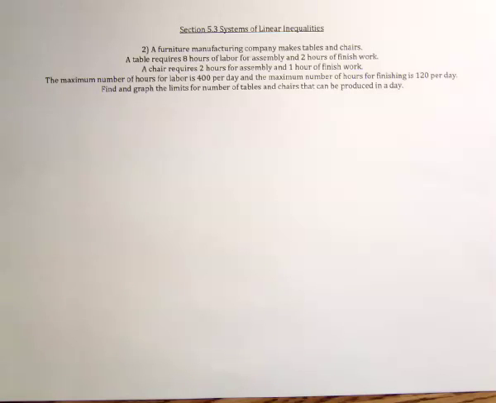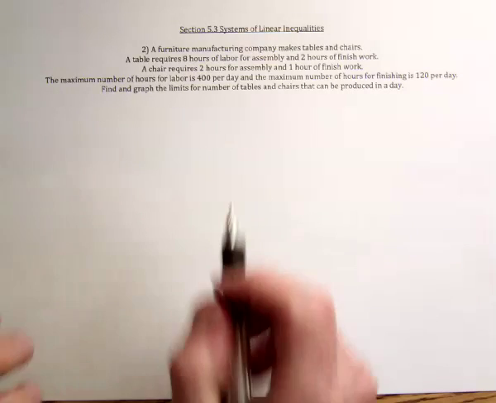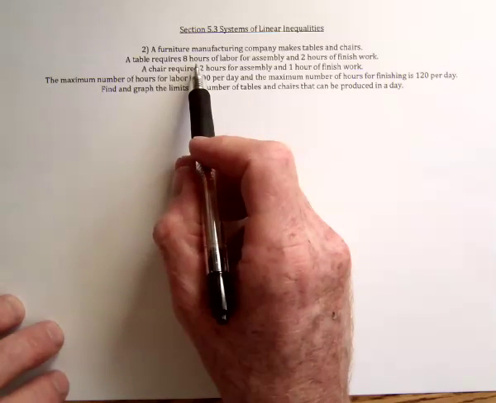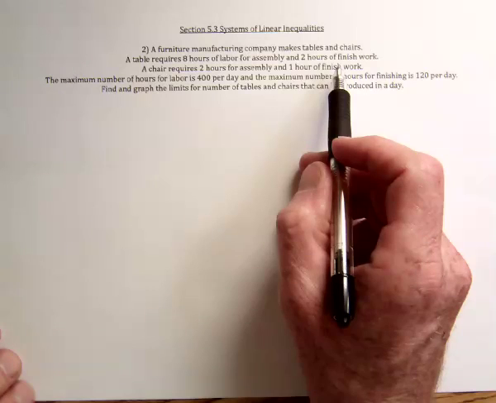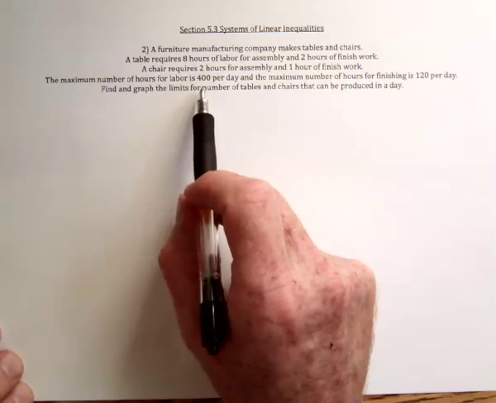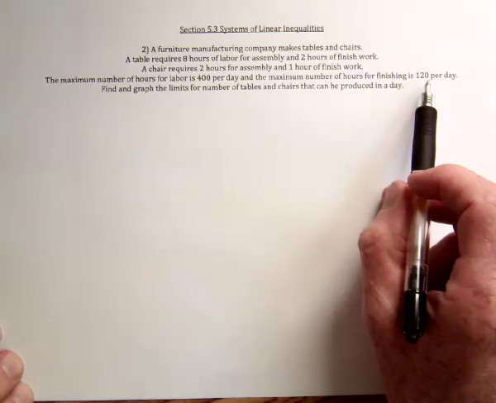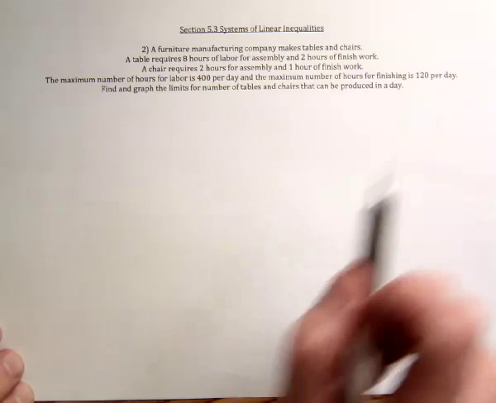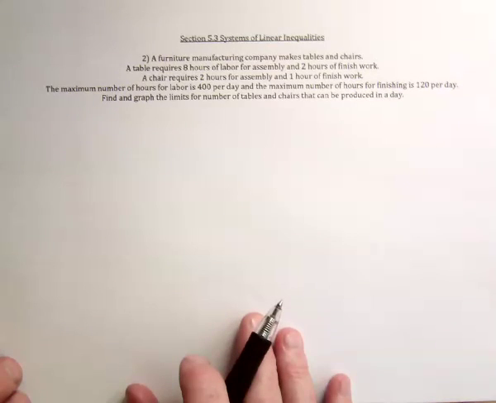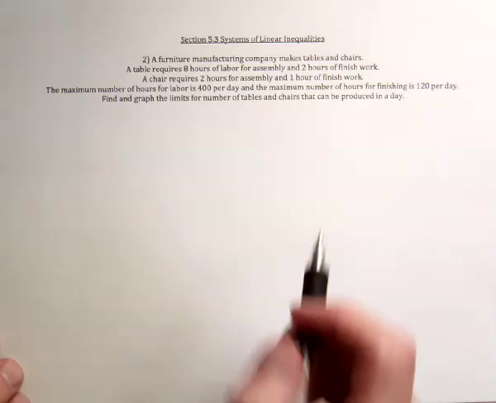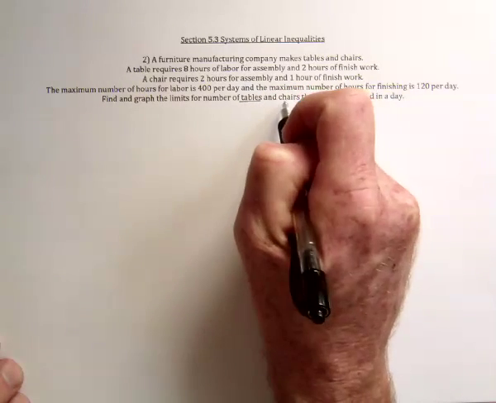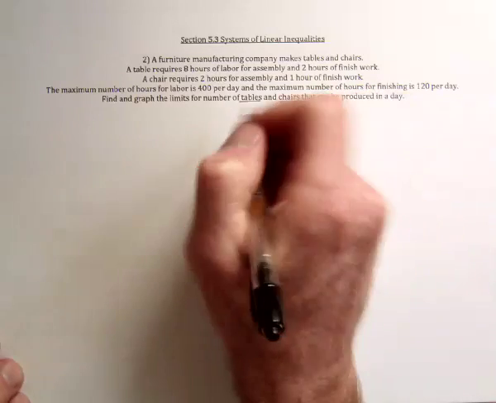Well, this problem has quite a bit of information in it. There's the labor required for making a table, as well as the hours of finished work. The same thing for chairs, and then they've got a grand total for each that they can't surpass. And when there's this much information, sometimes it's a good idea to go to the very last thing and see what they're asking about. And that is: find the number of tables and the number of chairs.